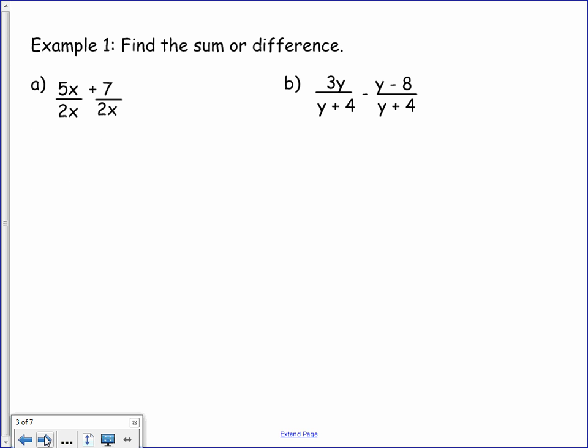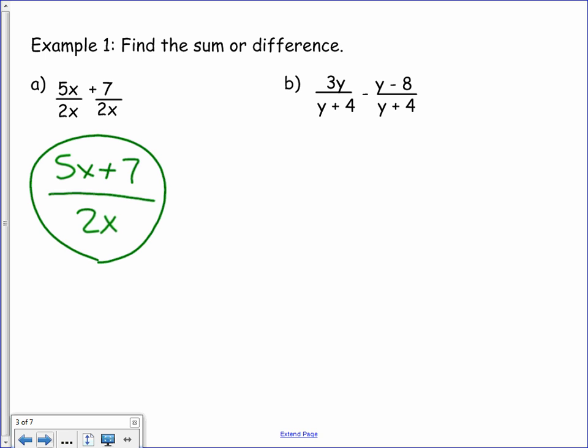So in the first one, we have like denominators of 2x, so we just have to add 5x plus 7 over 2x, and then we just see if we can simplify. Since we have 5x plus 7 and a 2x, there's really nothing that we can do to simplify this. So that can just stay like this since they're not separated out by multiplication. So that's as simplified as we can get that.